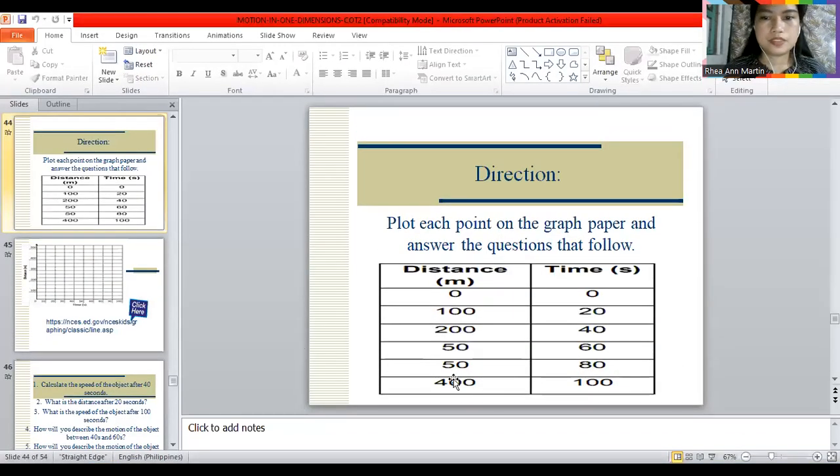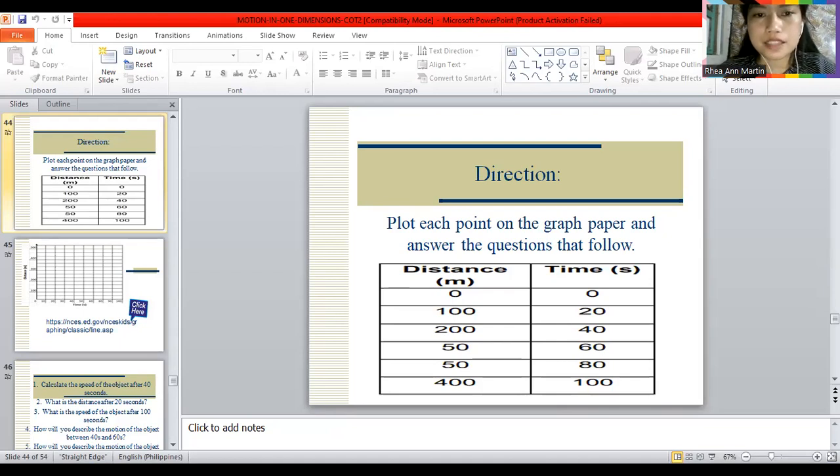Okay. So, let's proceed. Nakita nyo na yung time graph. Line graph. So, first, calculate the speed of the object after 40 seconds. So, the answer is after 40 seconds. So, after 40 seconds, 200 speed.